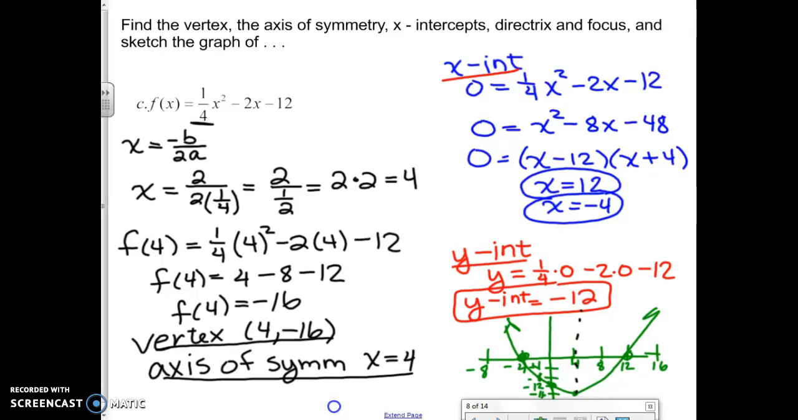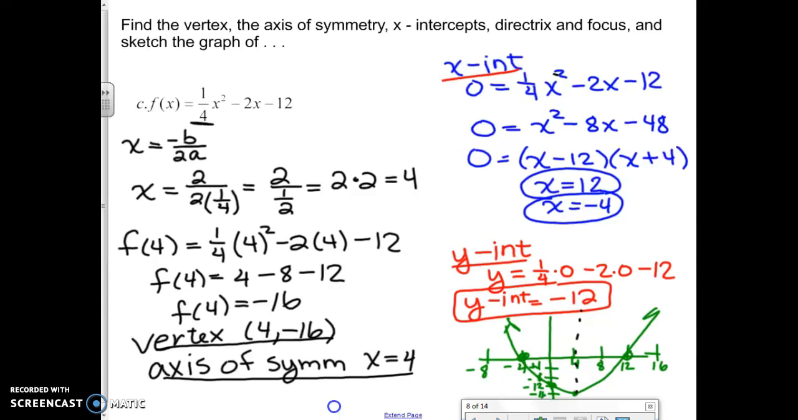My x-intercepts, this time because the degree was 2, I was going to have 2 roots. They are both real integer values this time. I factored it and it worked, so 12 and negative 4. And my y-intercept is at negative 4. I sketched in the axis of symmetry, put the vertex on, and then I sketched all the other points, and there I have it.